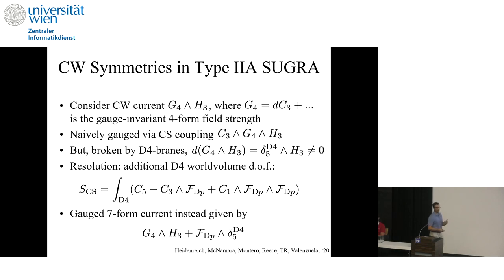And indeed, one can argue that consistent gauging and breaking of these Chern-Weil symmetries, combined with gauge invariance, picks out the Chern-Simons action, which of course is the familiar action in string theory for the D4 brane world volume. This additional coupling to C3 means that the gauged current is now not going to be given simply by G4 wedge H3, which is indeed broken, but rather by this linear combination. This additional term is needed for consistent gauging and breaking of Chern-Weil symmetries.